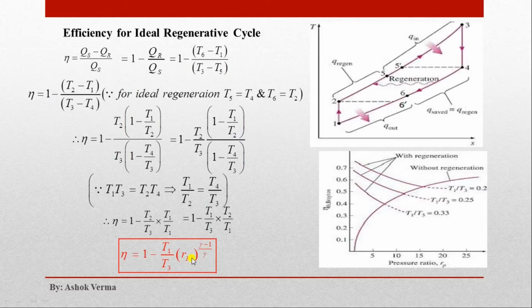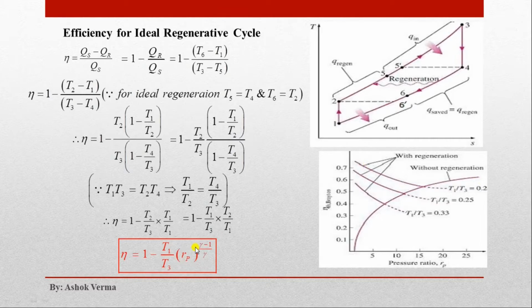So here you can see your efficiency of the ideal Brayton cycle with ideal regenerator is decreasing with increase in the pressure ratio. From this graph, you can see this curve is for the ideal Brayton cycle without regeneration. Without regeneration, the efficiency of the Brayton cycle is increasing with respect to the increase in the pressure ratio.